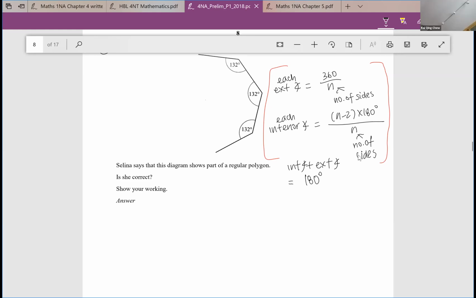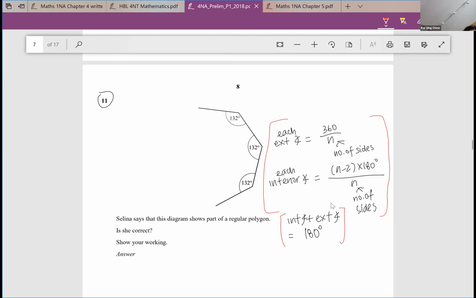Okay, so now you look at this question. How do you get 180? 132 plus 132 plus 132 is not 180. No, interior and exterior angle, right? So the 132 is the interior angle. Exterior is outside. The exterior angle is the outside here. Why not the whole thing outside?